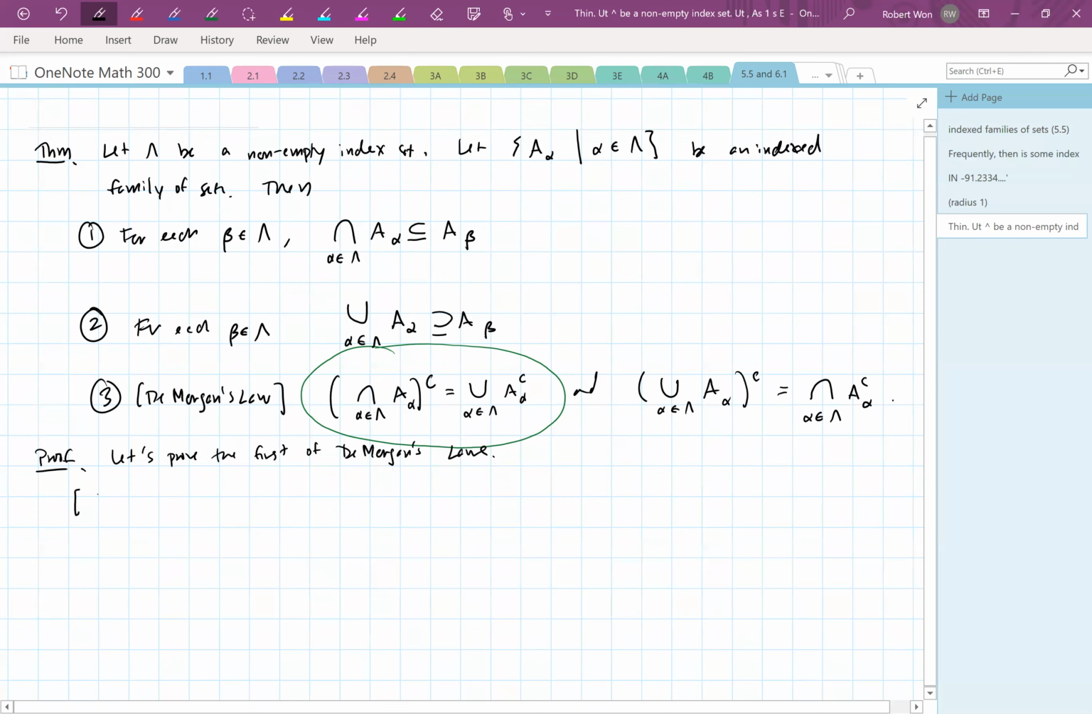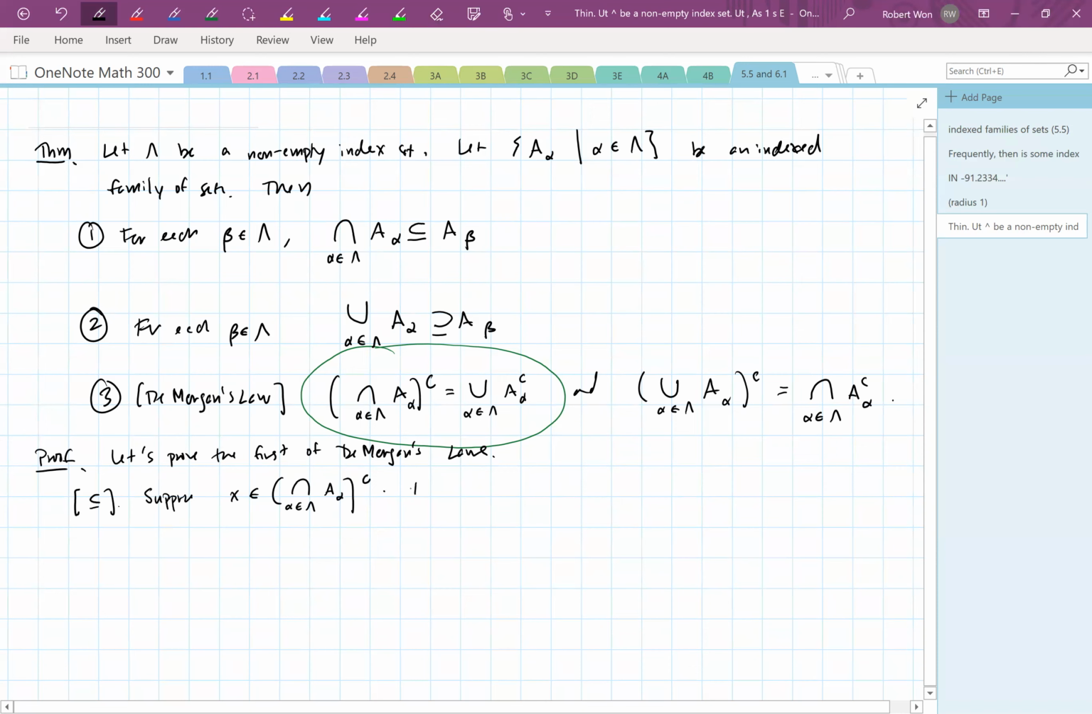Let's prove both inclusions. Okay, so I'll prove the left-hand side is included in the right-hand side. Again, there's nothing new here. How do you prove equality? You prove both inclusions. How do I prove this inclusion? I'll do an element chase. So let's suppose that x is in the left-hand side. Oops, the intersection over all alpha in lambda of A alpha complement.